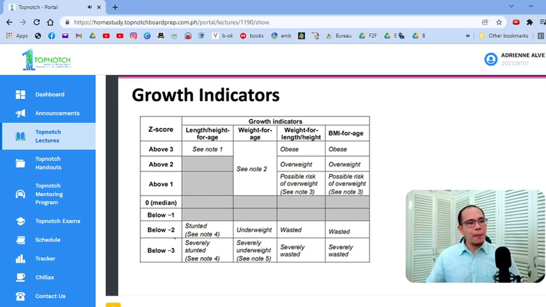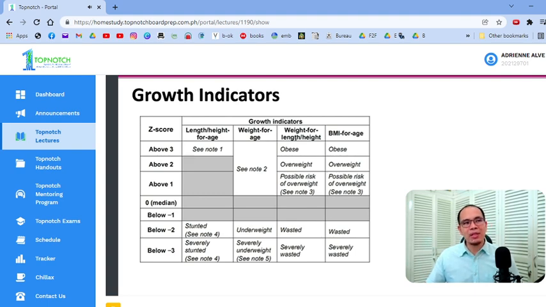Pag less than -2, wasting. Pag less than -3, severe wasting. And how do you know if your patient is wasted? Hindi yung wasted na nalasingan, ay pag-inuman kagabi. Hindi. How do you know if your patient is wasted? Your patient is wasted if the BMI for age is less than -2, for children 5 years and up. For less than 5, your patient is wasted if your weight for height or length is less than -2.